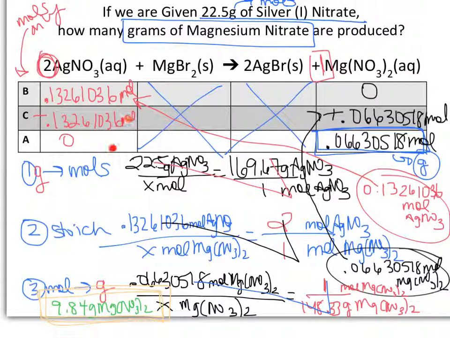I do my BCA. Now I want to find out from my stoich. So from my stoich, I've got those moles of AgNO3. I don't know how many moles of magnesium nitrate. I set it up with my stoichiometric ratio. Cross multiply, divide. Lastly, moles to grams step. Take those moles over X grams. There's 1 mole for every molar mass of the whole thing of magnesium nitrate. Cross multiply and divide. And I end up with my final answer. So down here in the lower left corner, this is my answer to this problem.